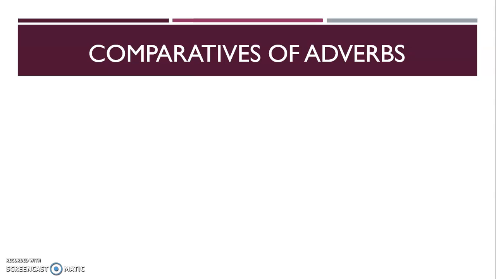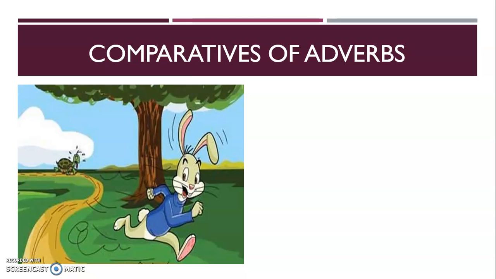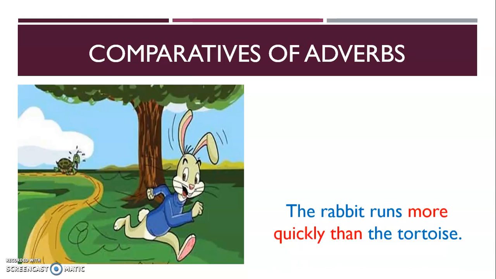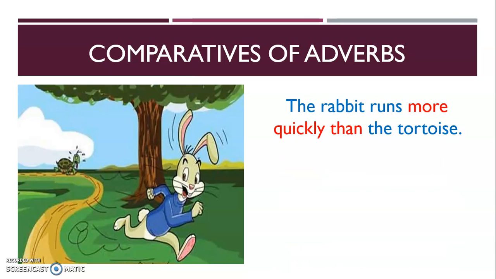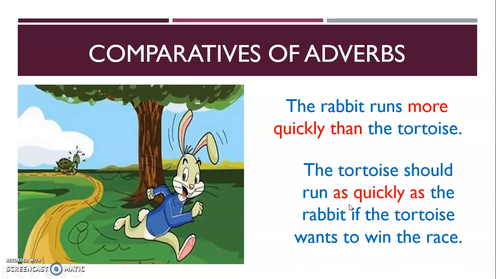Okay, right. So now let's move on to look at comparatives of adverbs. Again, same picture. What are the other sentences that we can make from this picture? Right, the rabbit runs more quickly than the tortoise. And the second one, the tortoise should run as quickly as the rabbit if the tortoise wants to win the race. So the phrases that I put in red, these are comparatives of adverbs: more quickly than, as quickly as.